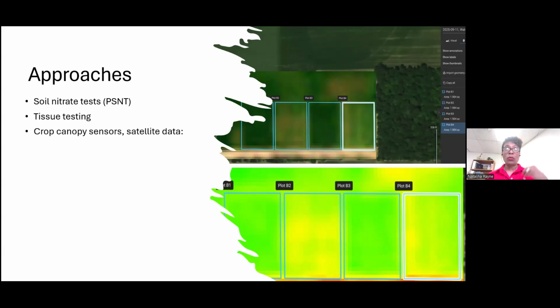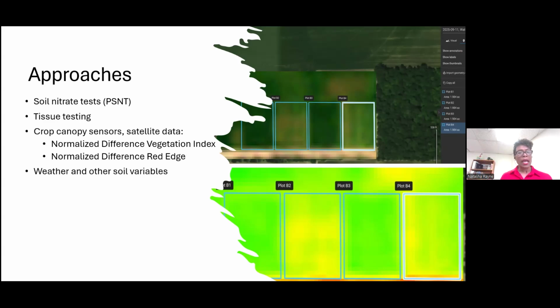But what we have also seen is that institutions have used those data to develop algorithms for in-season nitrogen application. The way it has evolved over time is that people are saying, yes, that's great to have crop canopy sensors giving me the NDVI or the red edge data, but we need more than that. We need to look at the surrounding environment. We need to look at weather and soil variables as well. And that is how this technology has progressed over time.